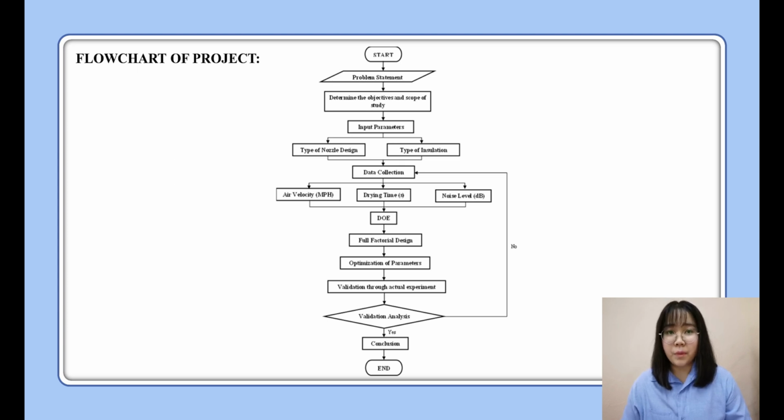After the data collection has been completed, the design of experiment (DOE) begins by analyzing the output responses using the full factorial design. Once all three of the responses have been analyzed, optimization of parameters takes place, and the optimized parameters will be validated through actual experiments. Once the result of the optimization is validated, a conclusion can be drawn. Otherwise, repetition of steps starting from the data collection will be needed.